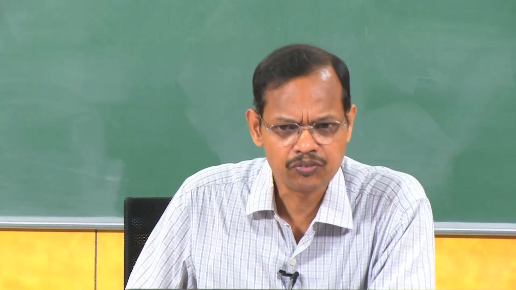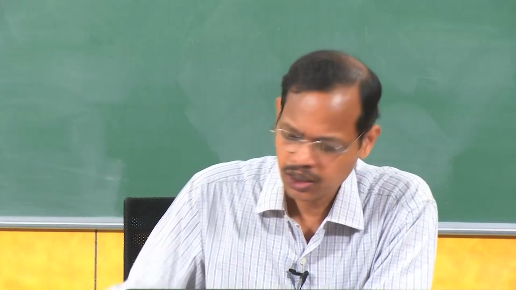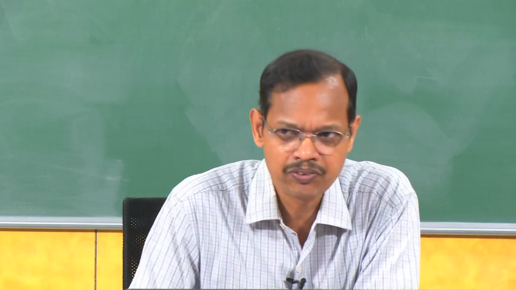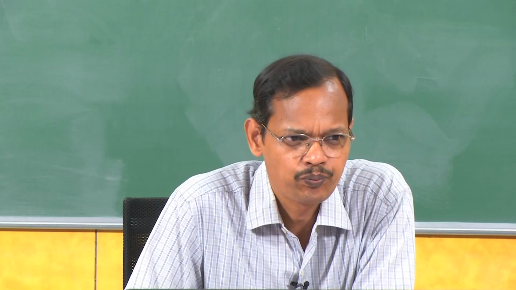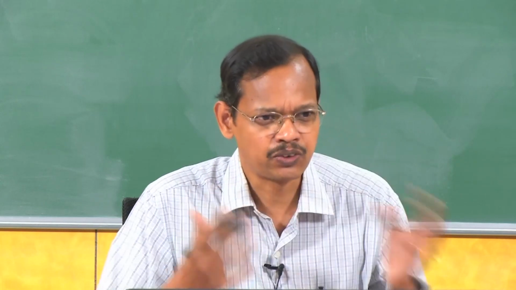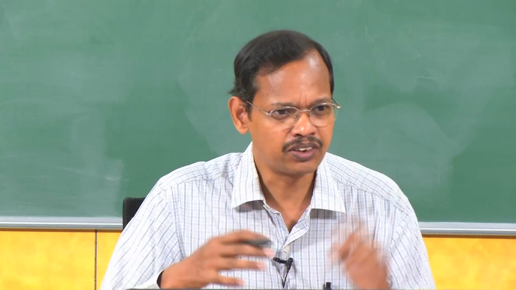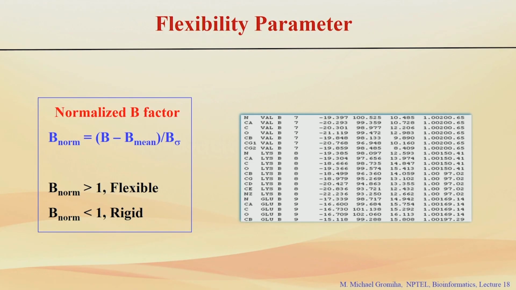Then we will explain a few more parameters. One is a flexibility parameter, the B factor. What is the B factor? The thermal index. You can see thermal fluctuations, right? How far we can accommodate within this electron density map. So, these are the values. You can see these are the x, y, z coordinates, this is the occupancy, and here this is the B factor.